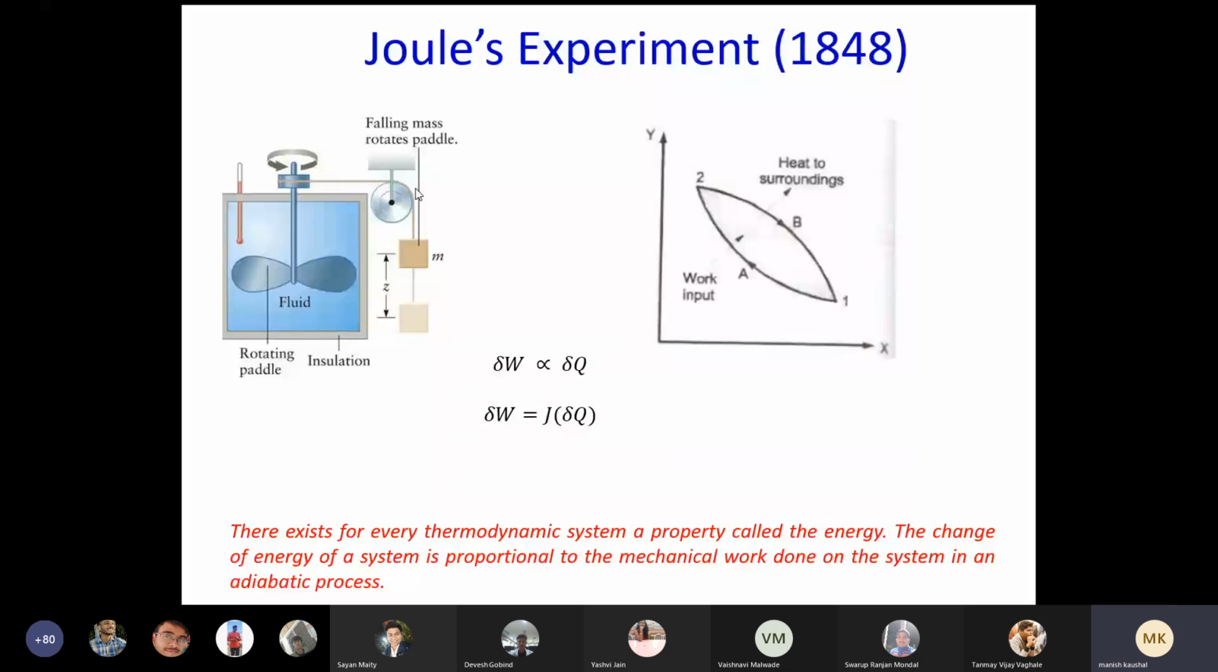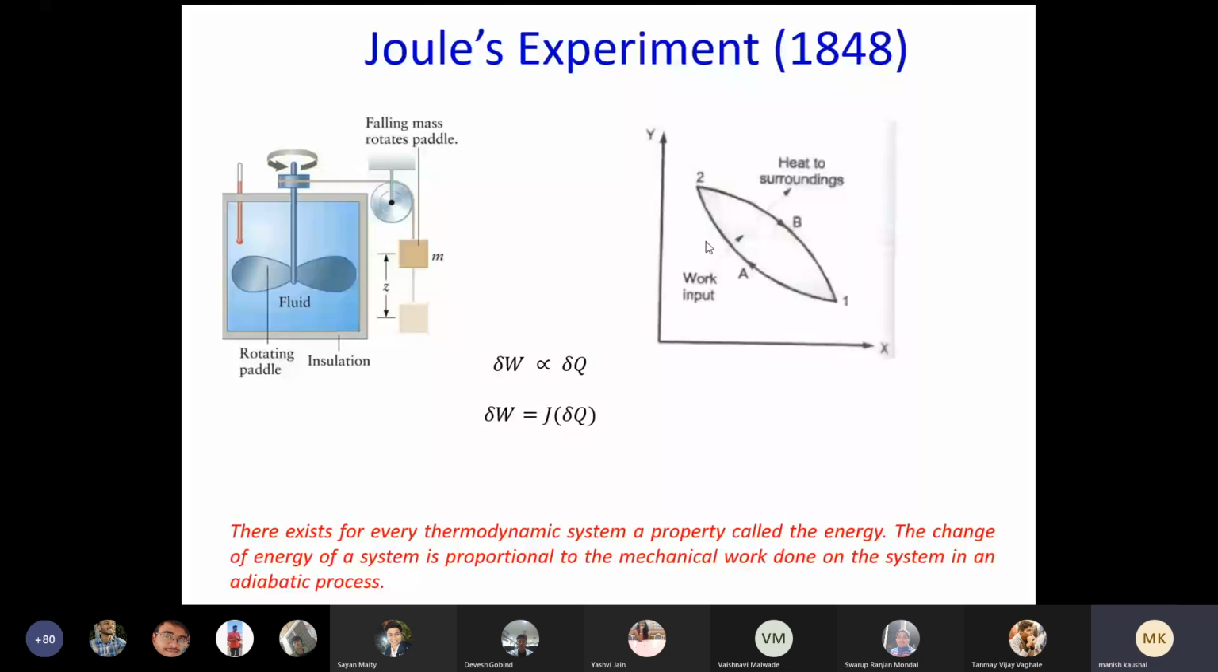So let's see what I am saying: there is no heat interaction. Ignore the heat losses through the top part of the pulley or this stirrer. There is no heat loss, no heat interaction across this chamber. So delta Q is 0 going from 1 to 2. Listen carefully: the process from 1 to 2 means this mass is falling and there is some temperature change inside this chamber. From 1 to 2, there is only work interaction, no heat interaction.